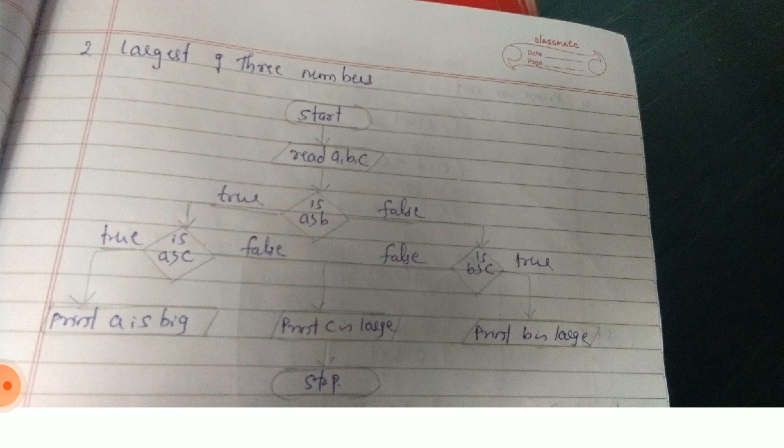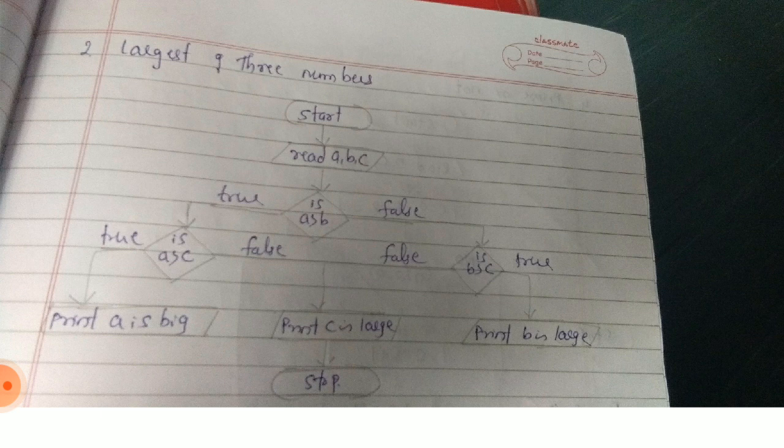Else, in the first condition, if A is not greater than B, it will not go towards the left part of that condition. Simply here it comes false. If A is not greater than B, then B must be greater than A. Then here it compares with the C. If B is greater than A, whether B is greater than C or not. Here it is checking the condition. Is B greater than C? Yes. If it is true, then it prints B is large.